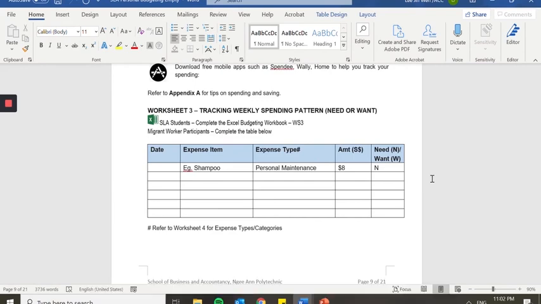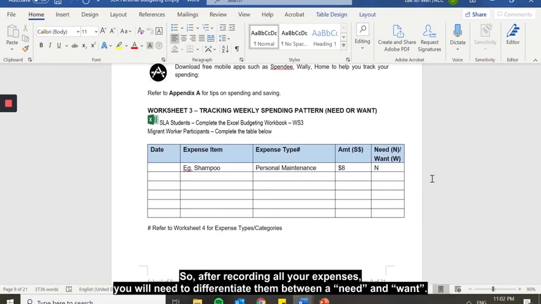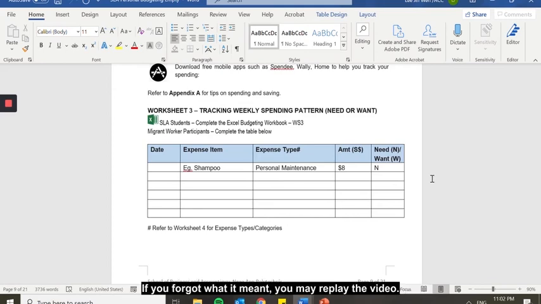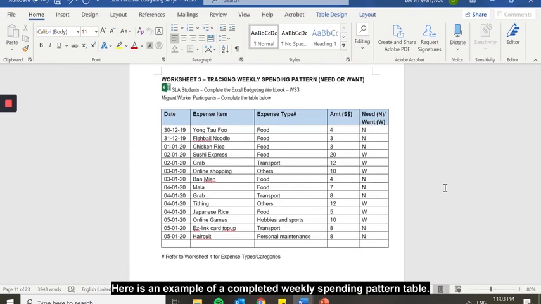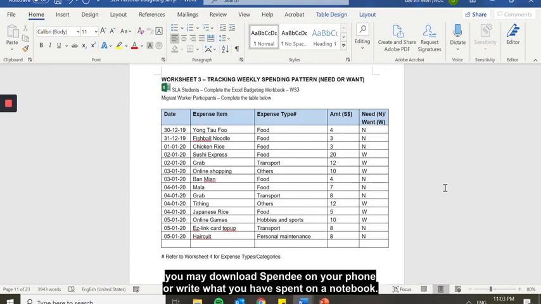So, after recording all your expenses, you will need to differentiate them between a need and want. If you forgot what it meant, you may replay the video. Here is an example of a completed weekly spending pattern table. Lastly, if you need help to track your spending, you may download Spendy on your phone or write what you have spent on a notebook.